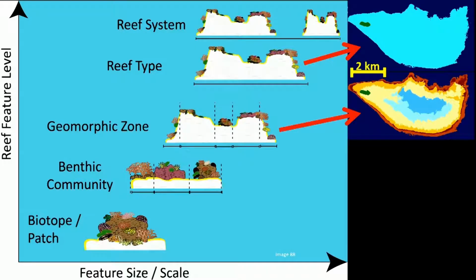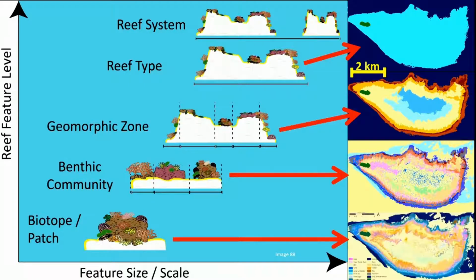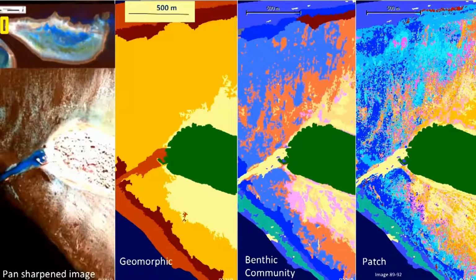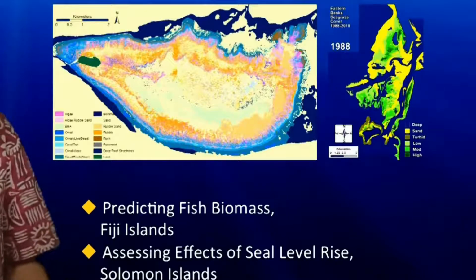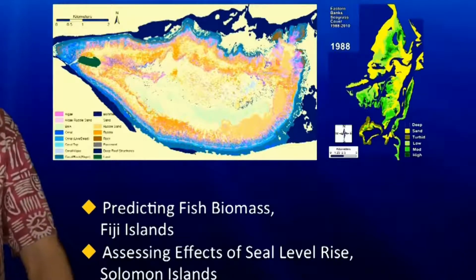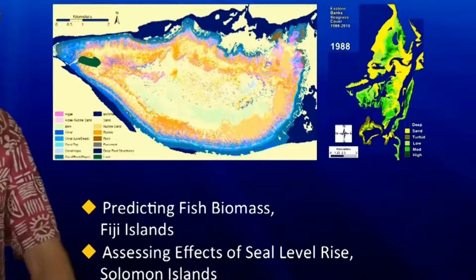So here you see the geomorphic maps and the reef type map, and here you see the benthic community map and then the biotope map. Here you see zoomed-in examples of the different maps I just previously showed. Information can be used to help management and researchers, where we looked at predicting fish biomass, or we looked at Solomon Islands for assessing impacts of sea level rise.